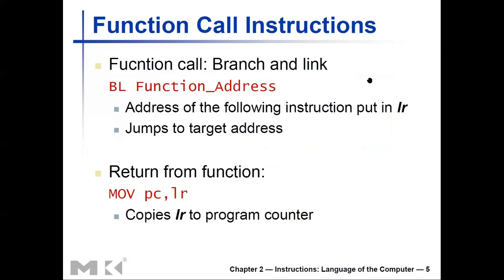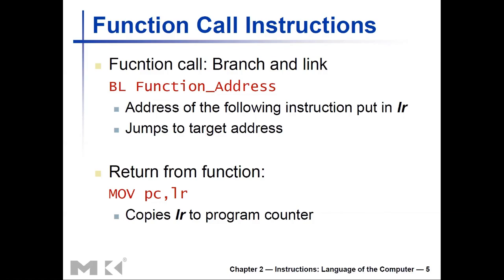So these are the two instructions that we use to do the function calling. For the function call, the first one is branch and link, BL function address. The function address is actually the label that is given to the function. The address of the following instruction is put in LR, so that we save the address of the instruction that comes immediately after this BL instruction. We put it in LR, the link register, or R14. And then we jump to the target address. That is, we jump to the func location in our program, in our example.